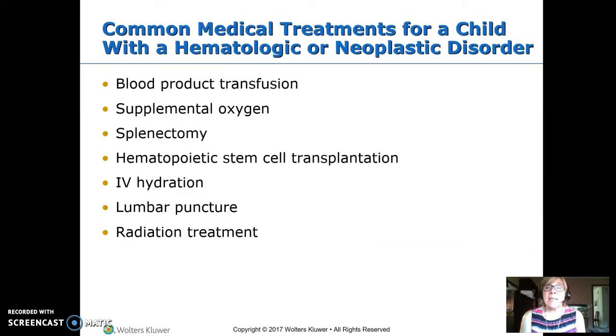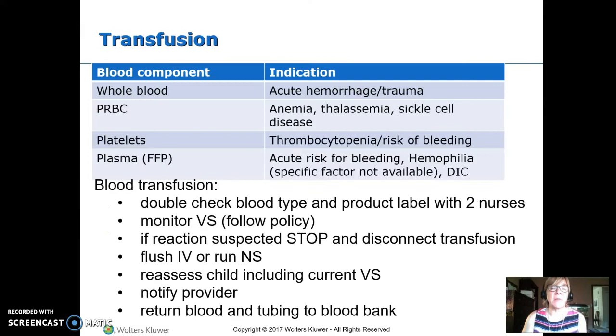So common things that we do to treat childhood cancer: blood transfusions, supplemental oxygen, splenectomy. Often we have to take out the spleen. Either it becomes totally ineffective anyway, we call that they're functionally asplenic, so their spleen doesn't function, or it's damaging cells and we have to take it out. Hemopoietic stem cell transplant, IV hydration, lumbar puncture, and radiation treatment, and let's look at some of those.